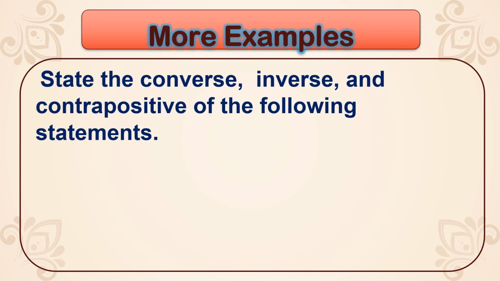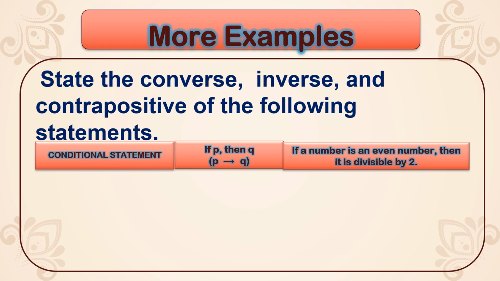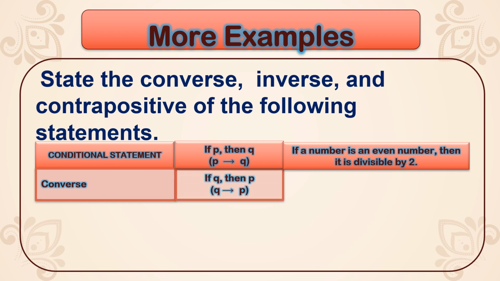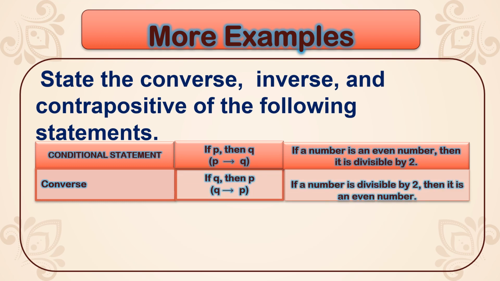Next, example number 4. For the conditional statement, if a number is an even number, then it is divisible by 2. Okay, kapag daw yung number ay even, then ito daw ay divisible by 2. So, kapag kinonverse mo siya or sinulat mo siya into converse statement, so ang mangyayari po dyan is if a number is divisible by 2, then it is an even number. Pag binagbaliktad mo, kung ang number daw ay divisible by 2, then ito daw ay even number.